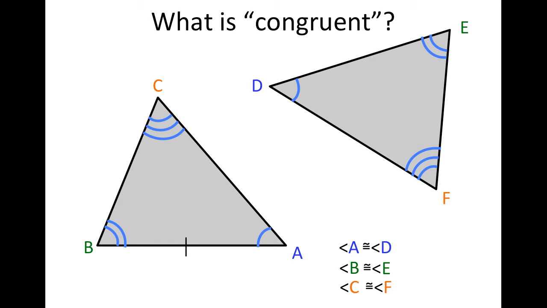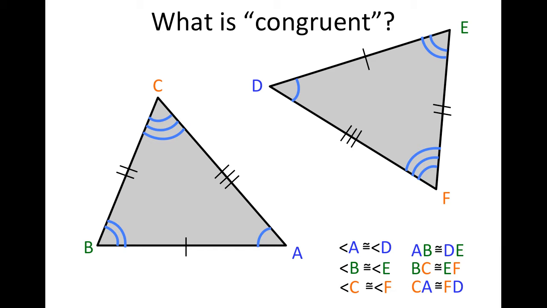If we look at the sides, we notice that AB is marked with one tick mark. The same way, the side between D and E, the blue and green angle, is also marked with one tick mark. So we say that AB is congruent to DE. Also, BC is marked with two tick marks. EF is also marked with two tick marks. So what we say is that BC is congruent to EF. AC is marked with three tick marks. Also, DF is marked with three tick marks, so we say that CA and FD are congruent.